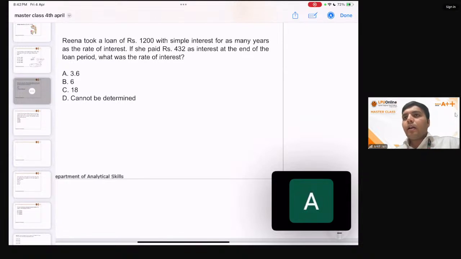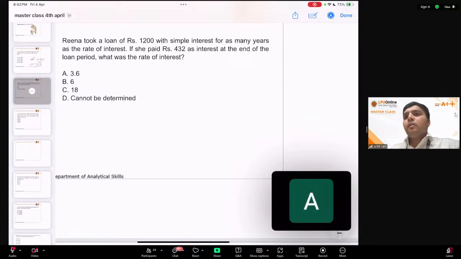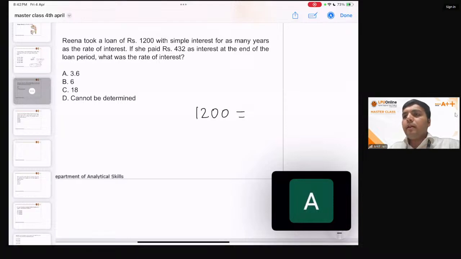See, in this case, the simple interest is given 432, and you have to find the rate of interest basically. The principal is given 1200. The rate of interest is same as the time. Sorry, this 1200 is not simple interest, 432 is simple interest.